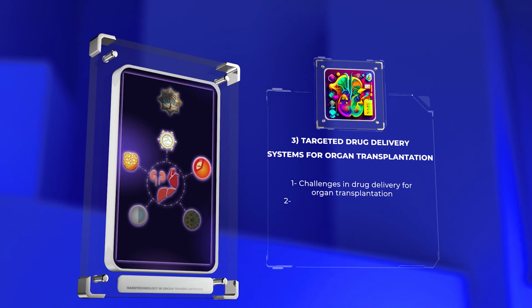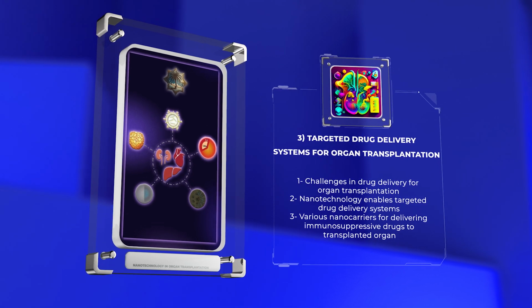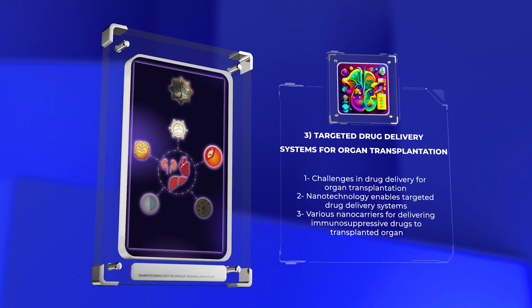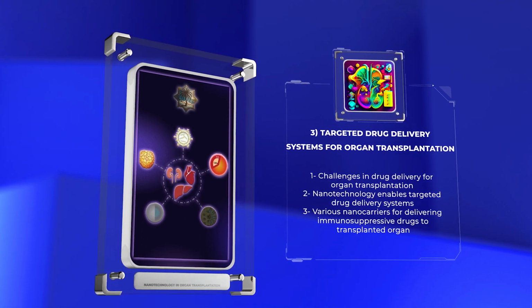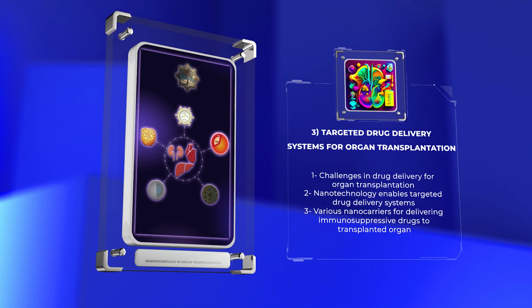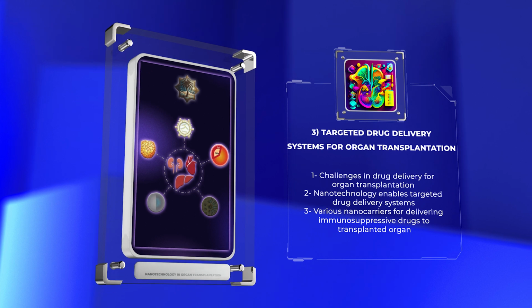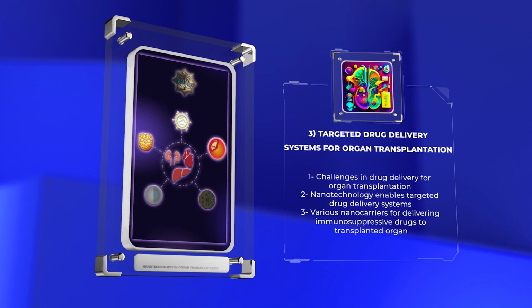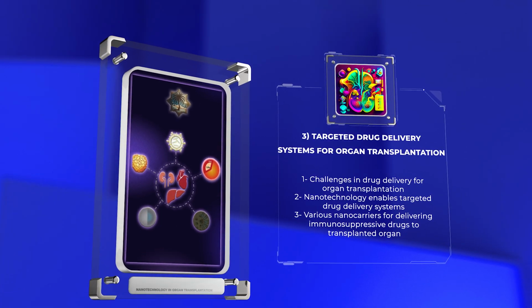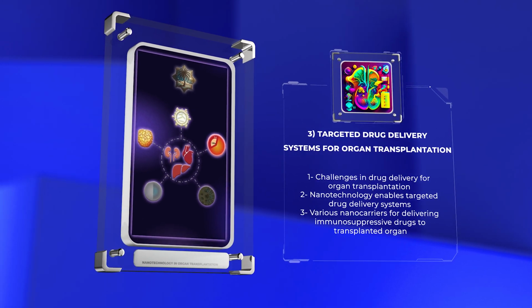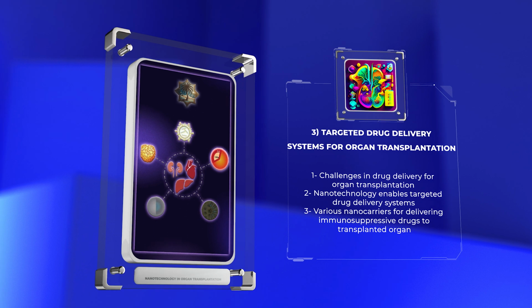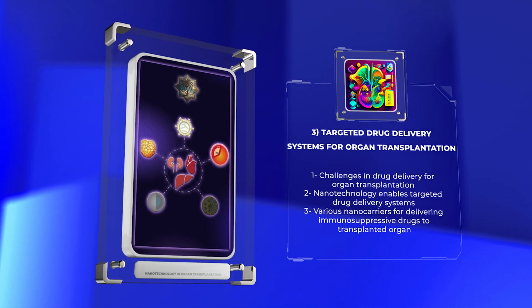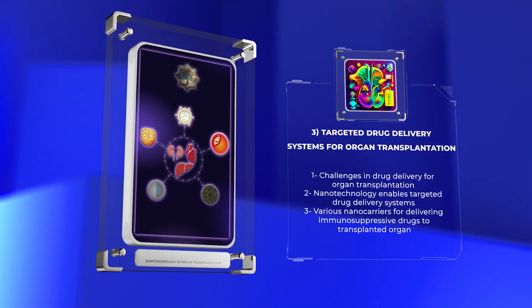One of the significant challenges in organ transplantation is achieving efficient and targeted drug delivery to the transplanted organ. In this topic, we will discuss how nanotechnology has enabled the development of targeted drug delivery systems specifically designed for organ transplantation. We will explore various nanocarriers, including liposomes, dendrimers, and polymeric nanoparticles, and discuss their ability to deliver immunosuppressive drugs directly to the transplanted organ, reducing systemic side effects and improving therapeutic efficacy.